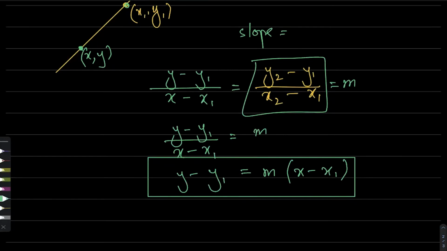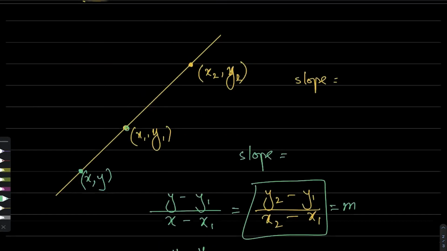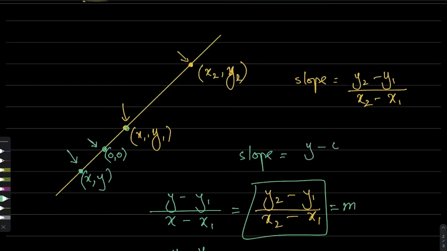Now let me take it one step further. Imagine if I knew that this particular line, for example, passes through 0 and 0. Okay, so there is a third point, 0 and 0. The slope of this line, if I pick these 2 points, is going to be y2 minus y1 over x2 minus x1. The slope of this line using these 2 points would be y minus 0 over x minus 0.